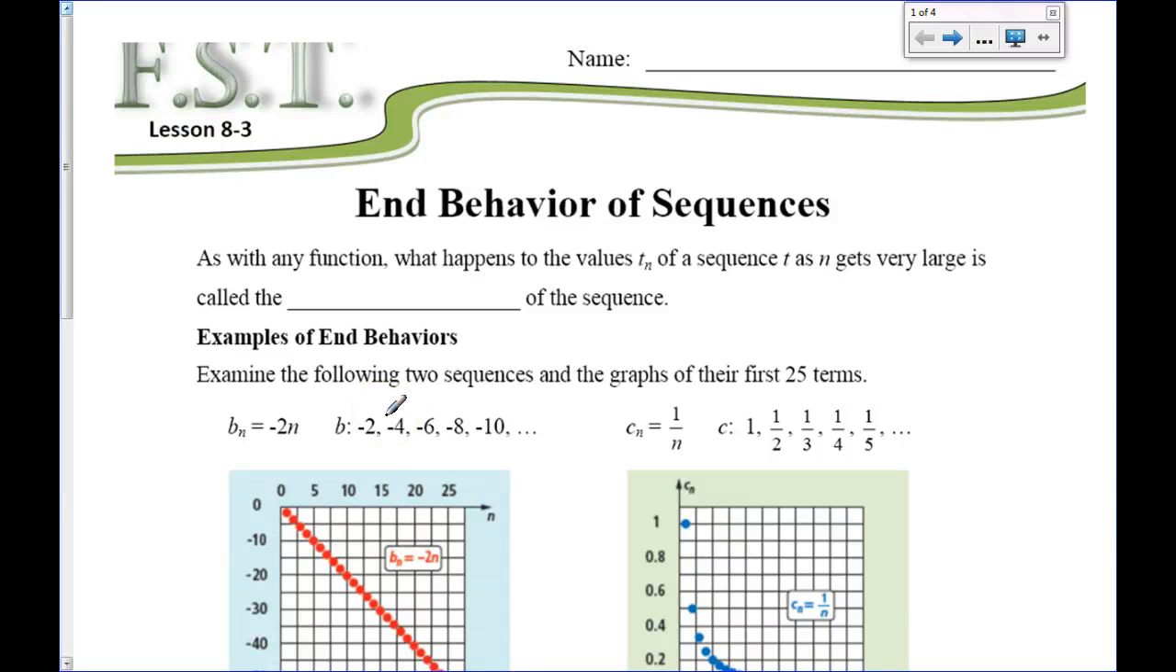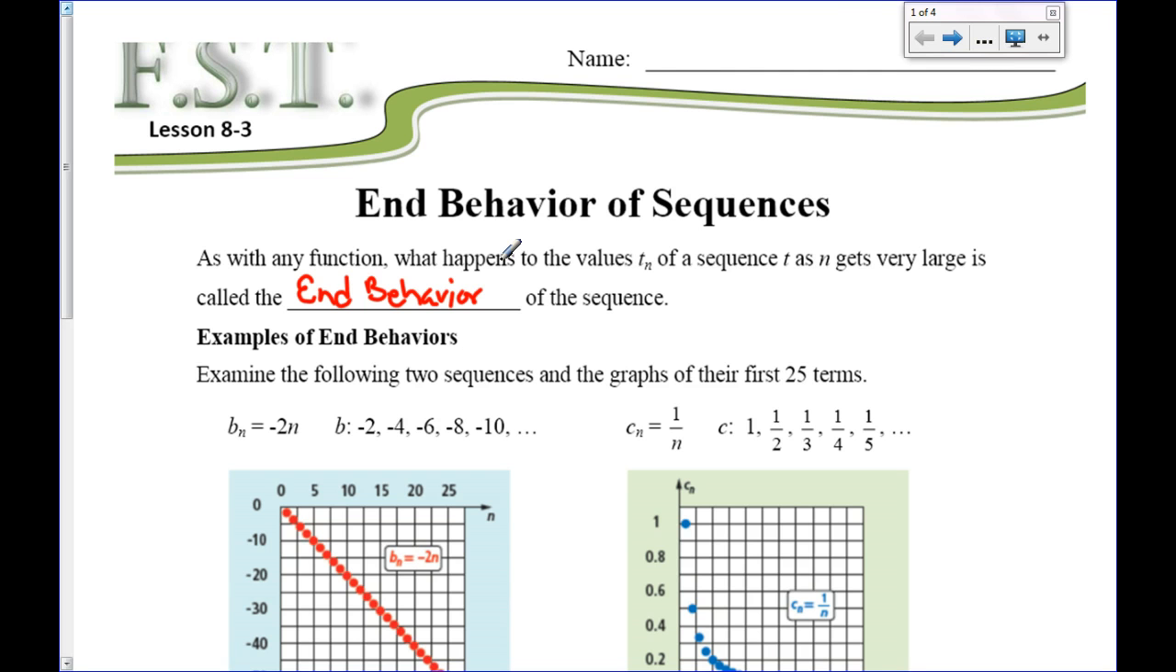So, you guys, today we are starting section 8-3 in behavior of sequences. And so this first one says, as with any function, what happens to the value of t sub n of a sequence t as n gets very large is called the end behavior. So in other words, the more steps that you take in these sequences, what happens? Does it go to a certain number, or does it go on to infinity?